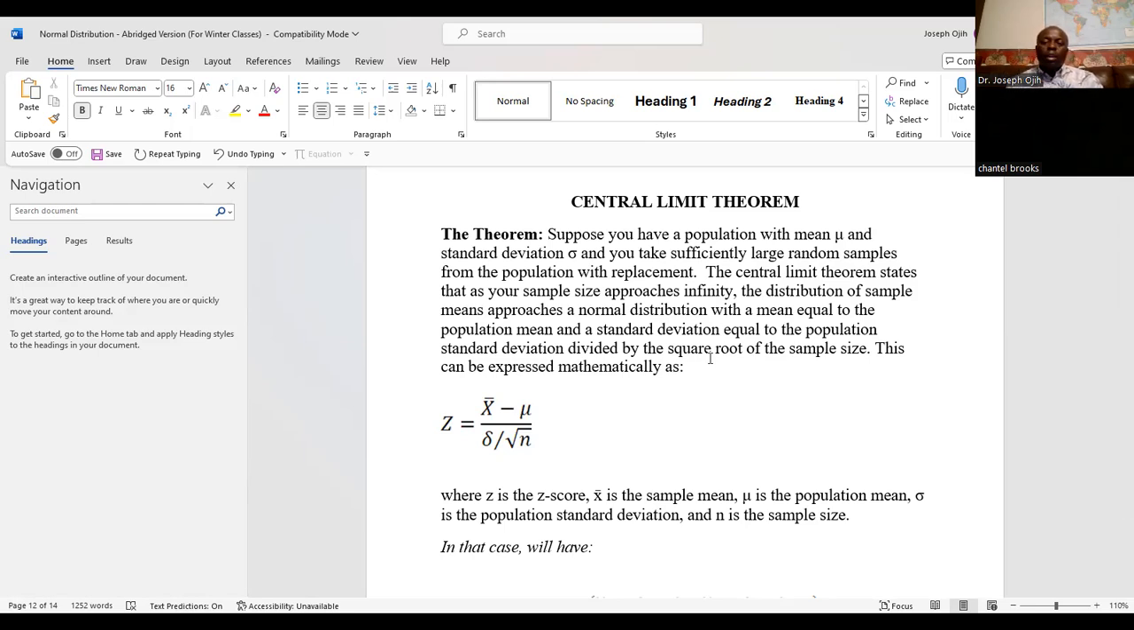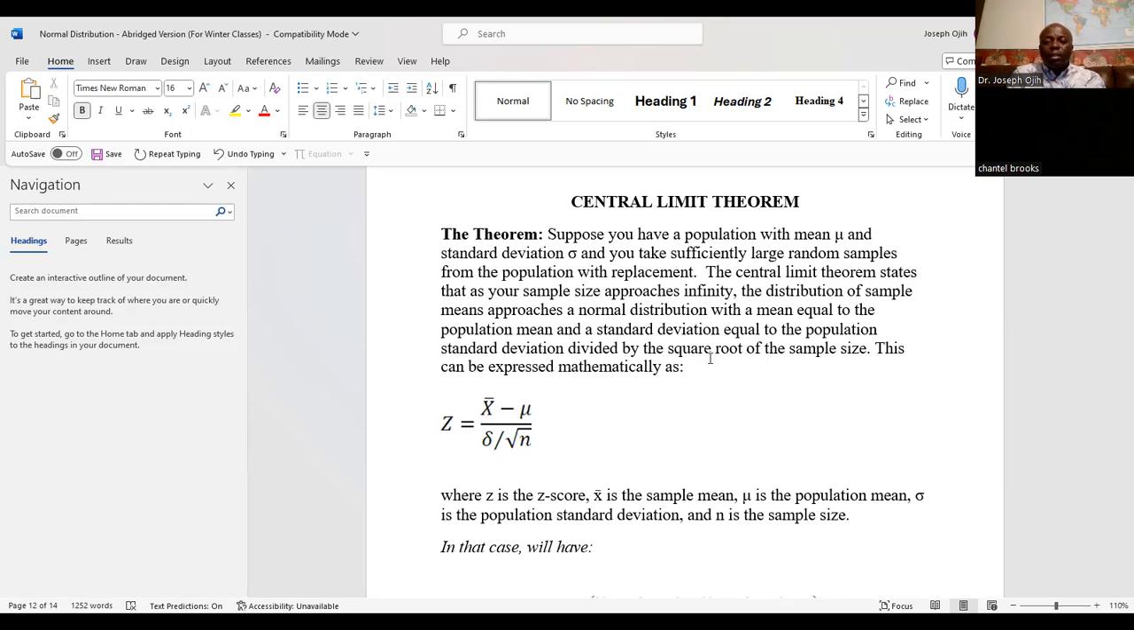In other words, so long as the samples are taken at random from the population, when the sample size increases, the sampling distribution, the distribution of the sample means, will become normal.